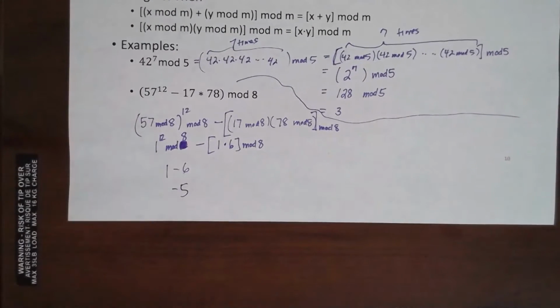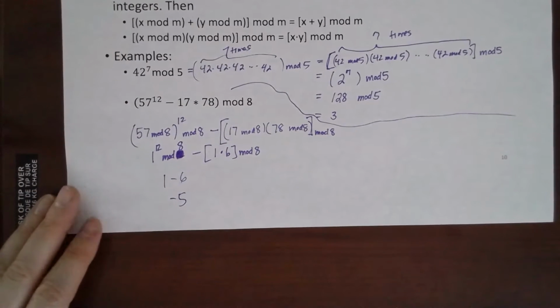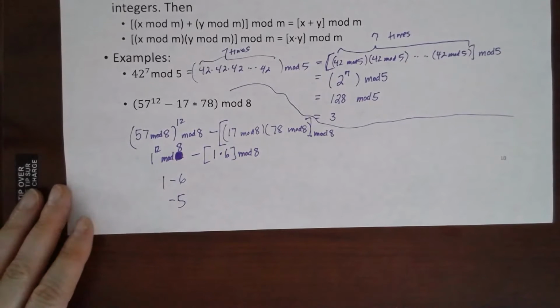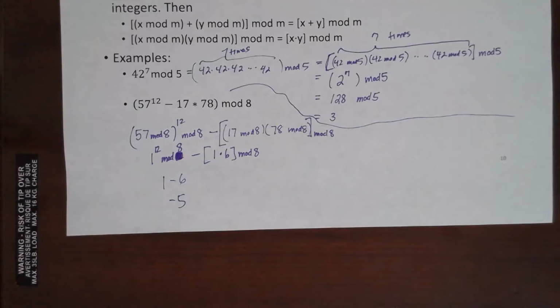Once again, we did not even need to break out the calculator for any of this. Okay, so these properties come in handy, especially when you're dealing with large values like this. You would not want to have to go into your calculator and do 57 raised to the 12th power and try to divide that by 8 and see what the remainder was. That would be miserable. So much easier to just do 1 to the 12th. Okay, so super handy.